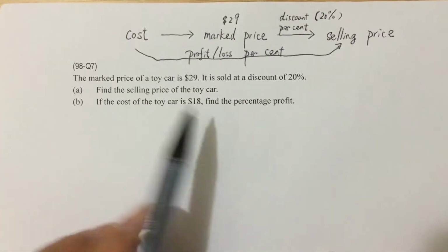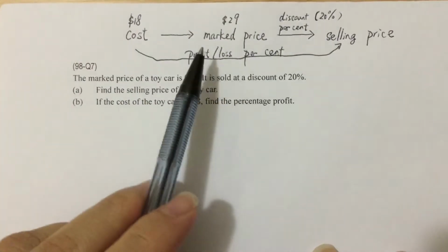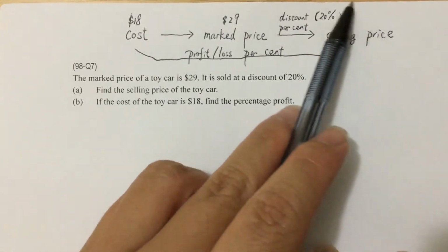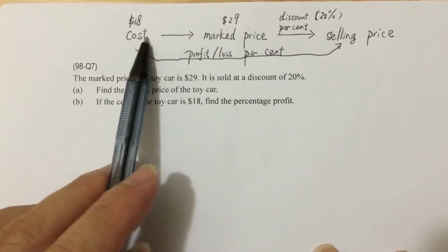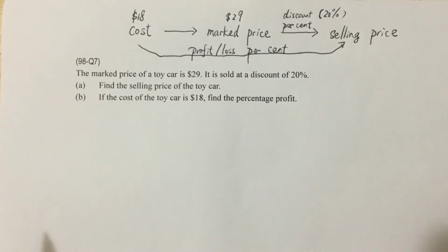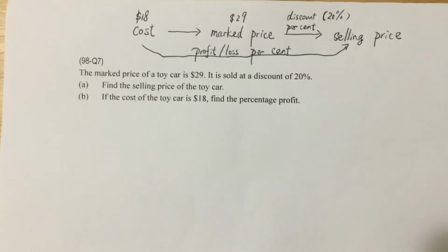And part B, we know that the cost is $18 and we are going to find the profit percent. We do not have the loss percent here. So you must find the selling price and, with the cost, you can know how to do the percentage profit. So I give you 30 seconds first. Please do this question by yourself first.